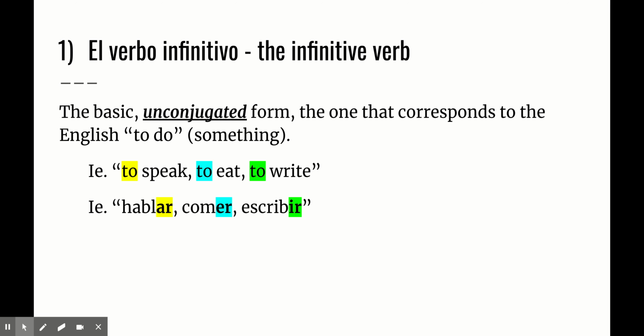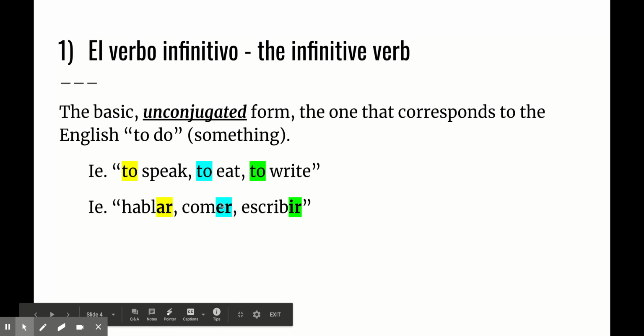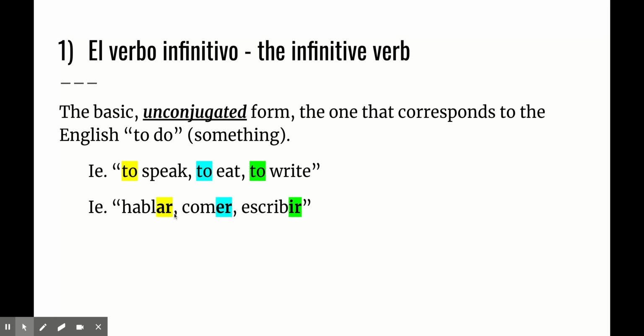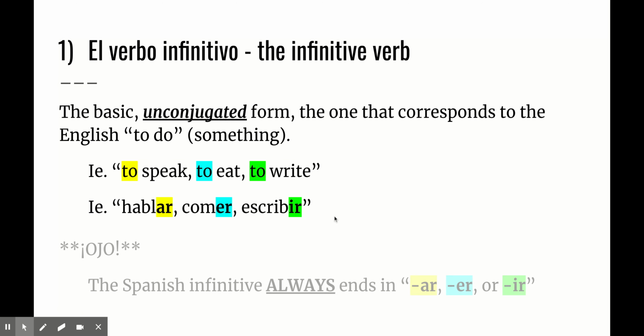Those are the same exact examples that I gave earlier. To speak, hablar. To eat, comer. To write, escribir. Okay, the unconjugated form, meaning those endings are the same. They are either AR, ER, or IR. Right now, you're only going to be talking about the ARs for today, but make sure you know there are three different kinds: AR, ER, and IR. So the infinitive verb is the verb that ends with AR, ER, or IR. Ojo, cuidado, watch out, guys, right?